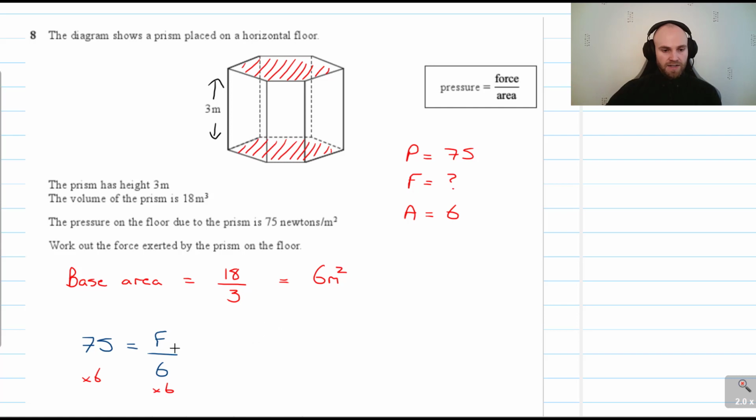And that is going to give us F on its own because this is going to cancel out. And 75 multiplied by 6, well, what is that going to be? That's going to be 450.